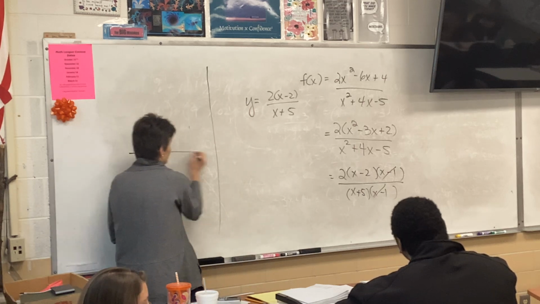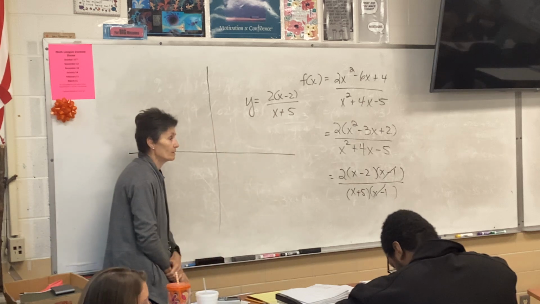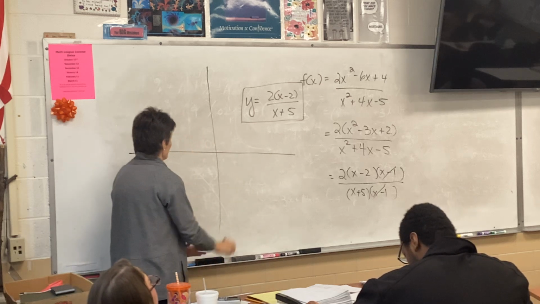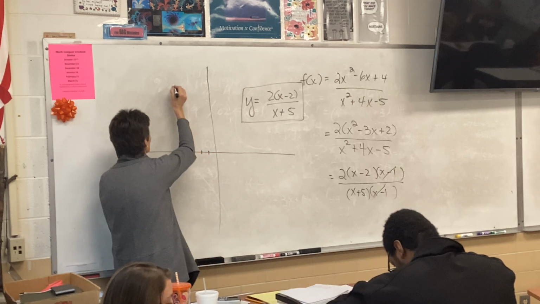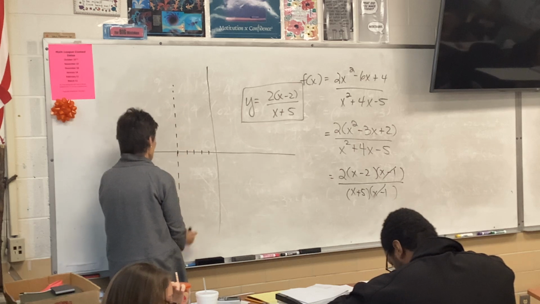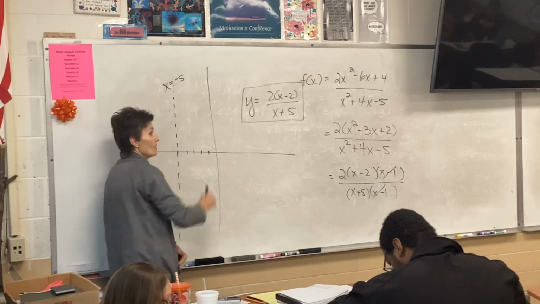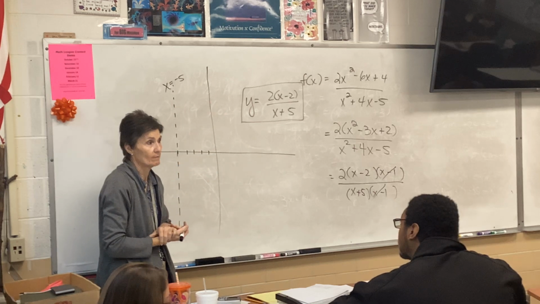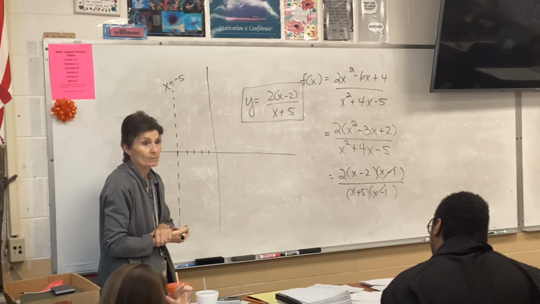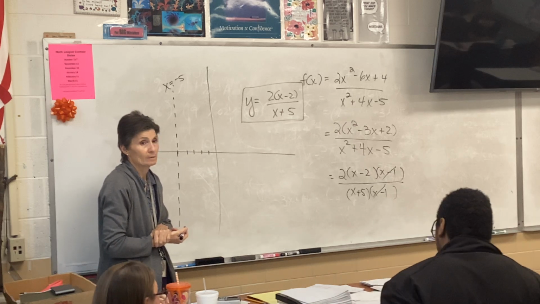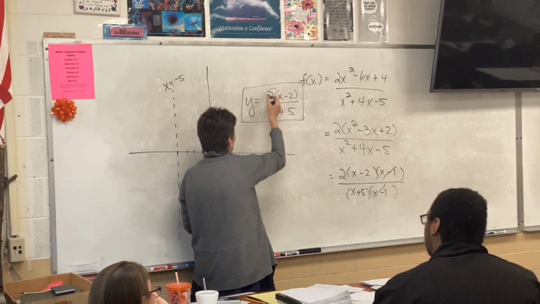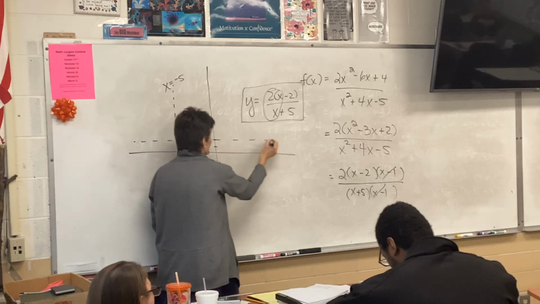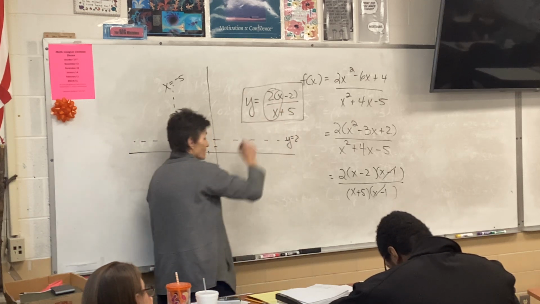All right, so let's get some stuff in the picture here. This is what you're looking at. Vertical asymptote at x equals -5. Please don't just sit there and write this down. Does everybody see why we have a vertical asymptote at x equals -5? What else do we have? We have a horizontal asymptote at y equals 2, because we boxed in 2x over x.